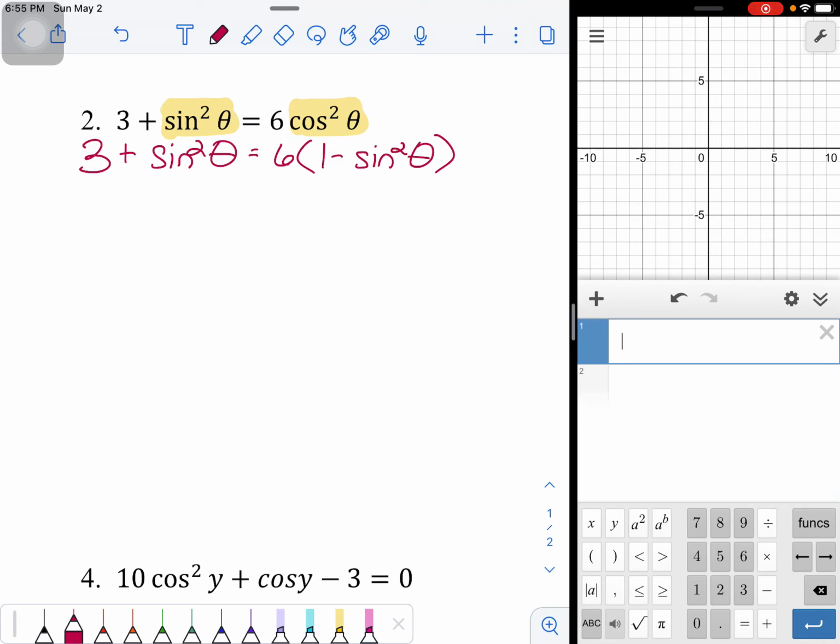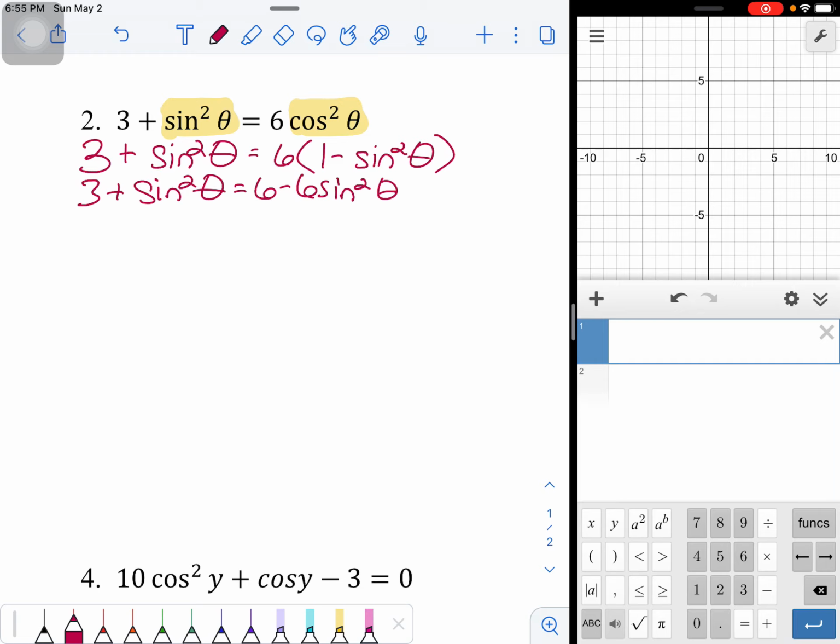with 1 minus sine squared theta. The left side didn't change. Let's go ahead and distribute on the right side. So that's going to be 6 minus 6 sine squared theta. I am going to take that negative 6 sine squared theta, move it over to the left side, and I'm going to take the 3 and move it over to the right side.